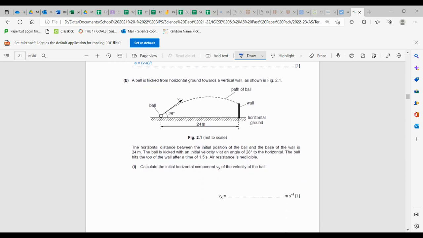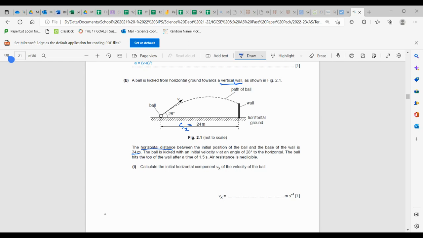Part B, a ball is kicked from a horizontal ground towards a vertical wall as shown in the figure. The horizontal distance between the initial position of the ball and the base of the wall is 24 meters. Horizontal distance. So I will keep labeling everything on the diagram itself with the variables. This is the horizontal displacement or the displacement in the x direction.